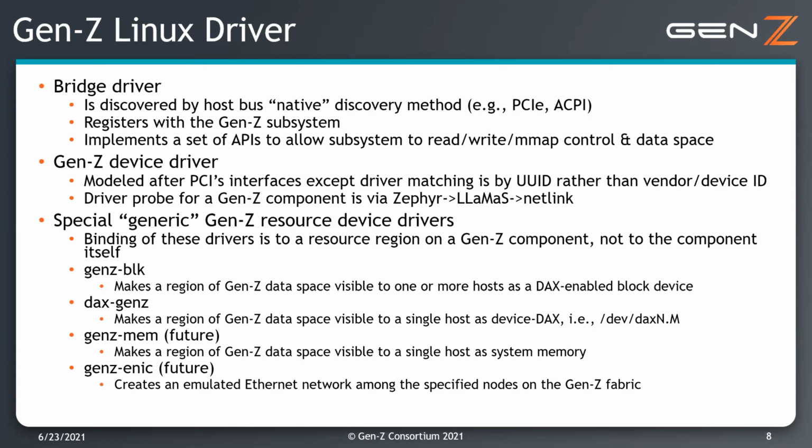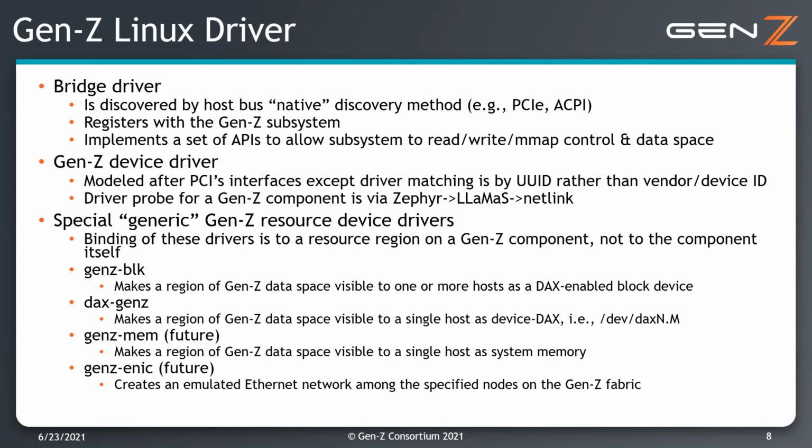And it works much like PCI does, except that instead of using vendor and device IDs, which are registered and maintained by the PCI consortium, Gen Z does binding by something called a UUID, a universally unique identifier, which means you don't have to have a central authority that's managing those IDs. And as I mentioned before, different than PCI, we use probing that is controlled by Zephyr messages to Llamas and Llamas Netlink messages into the kernel rather than doing all of that discovery in the kernel.